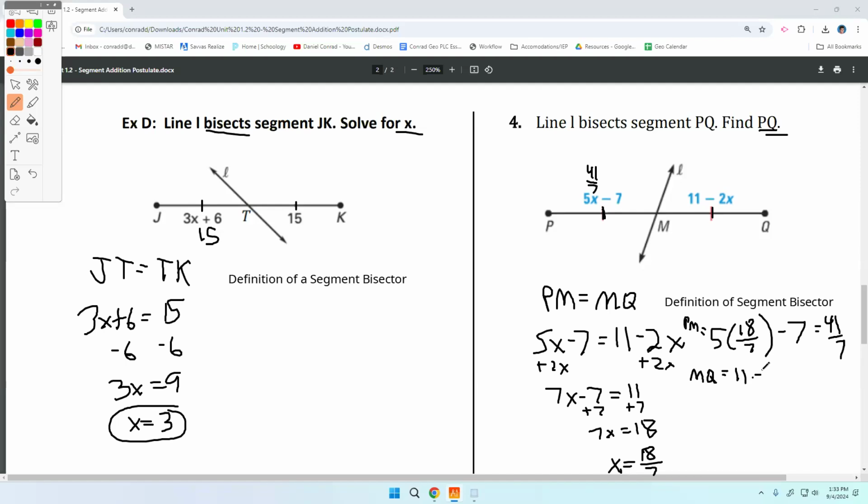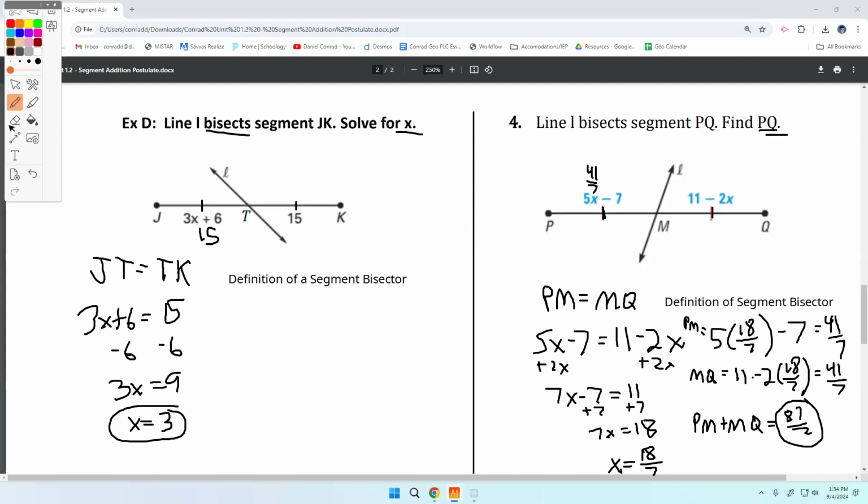11 minus 2 times 18 over 7. So let me just put that in my calculator just to double check and make sure I didn't make any mistakes. That's also going to give me 41 over 7. Okay, so then if I do PM plus MQ, that's what's going to give me the whole thing. Right? So 41 over 7 plus 41 over 7 gives me 82 over 7. And that's going to be my final answer. PQ is going to be 82 over 7.